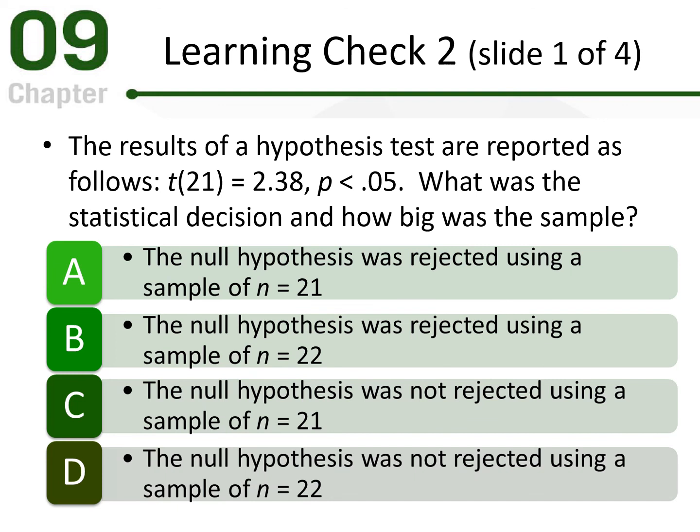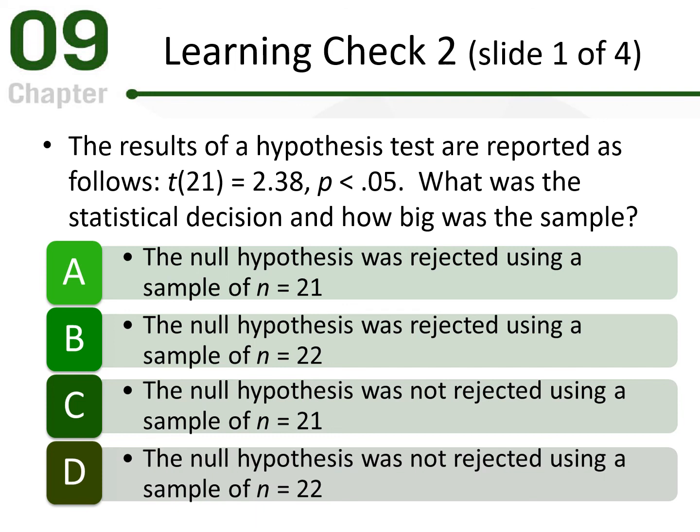Let's look at a slide here to check our knowledge. The results of a hypothesis test are reported as follows. T of 21 is 2.38, P is less than 0.05. Well, how big is the sample? Well, the degrees of freedom are in parentheses, 21. If I add one person to that, that gives me the sample size, which is 22. So I know I have 22 in my sample.